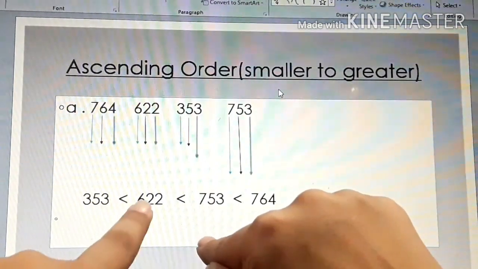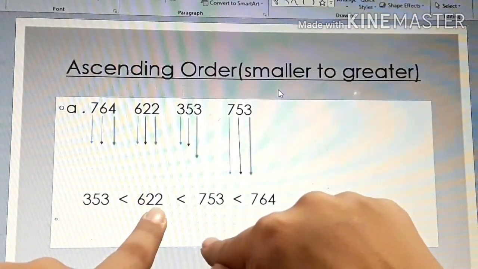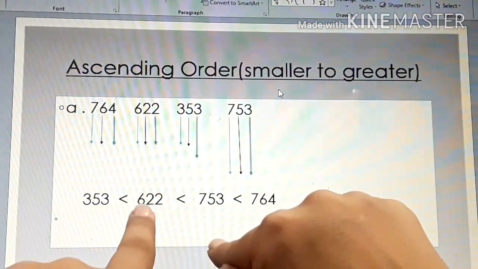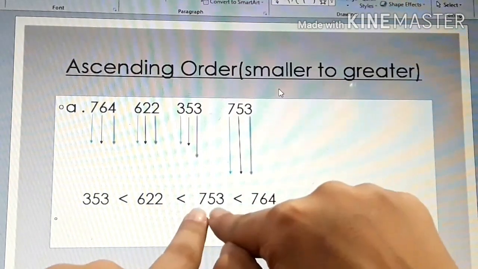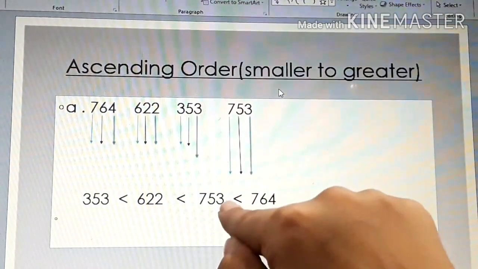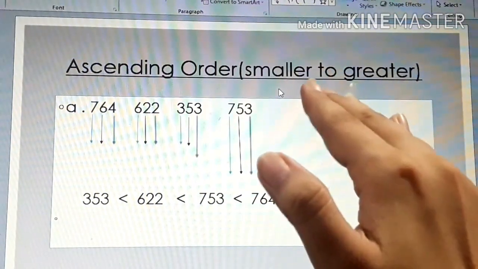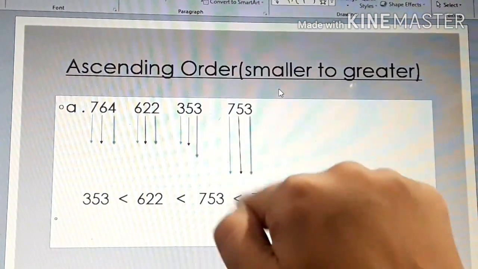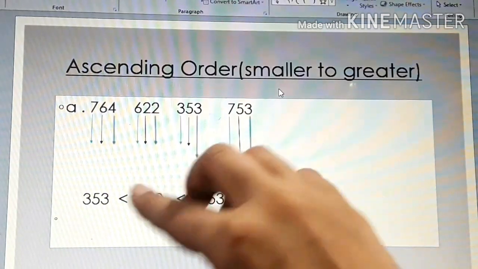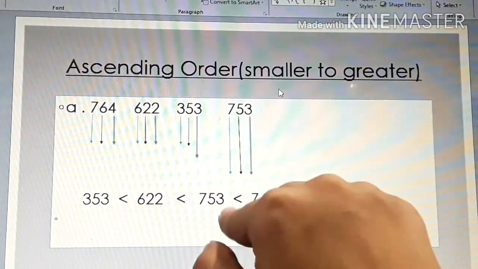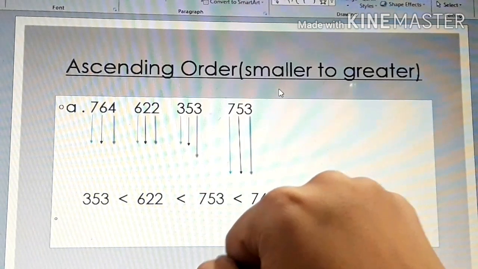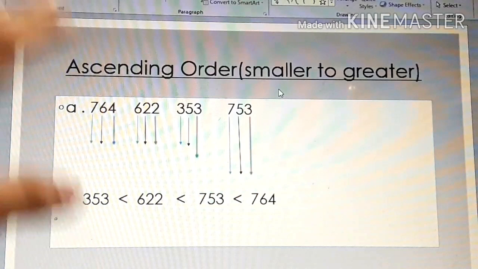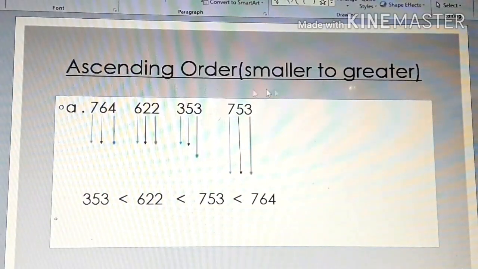And we put this sign. 353 is smaller than 622. Then 753 is greater than 622. 764 is greater than 753. So children, when we do ascending or descending order, keep in mind, we need to put this sign. With this sign, it is easy to understand. It shows the greater than and the less than sign. It is for comparison.